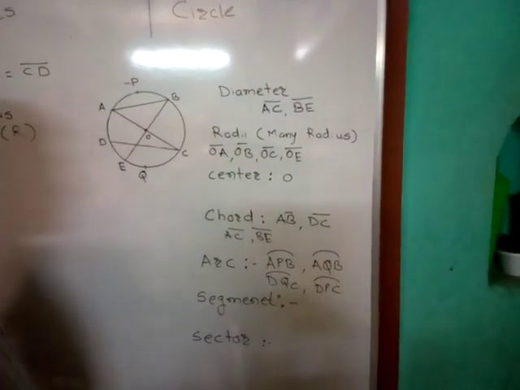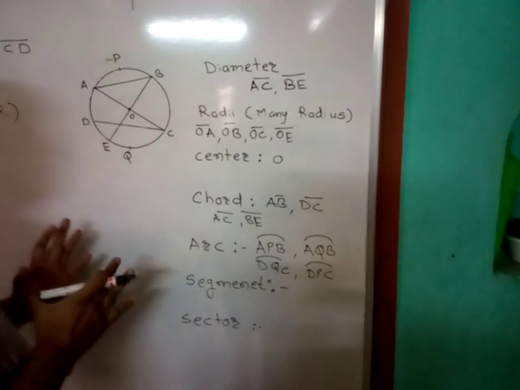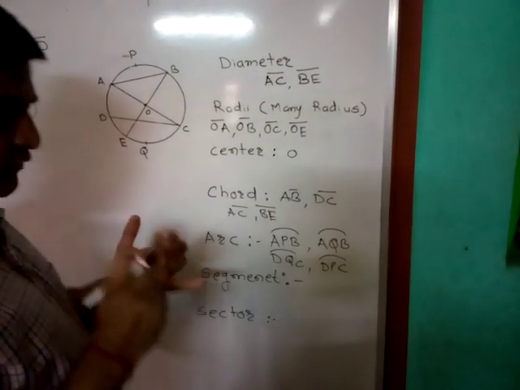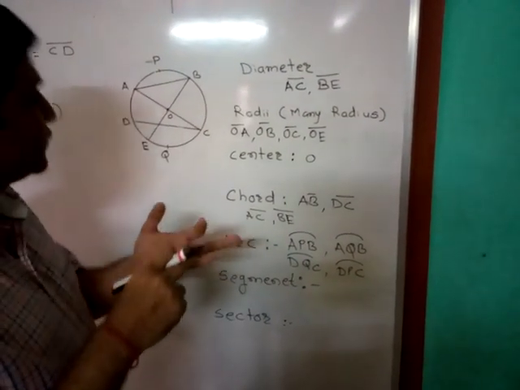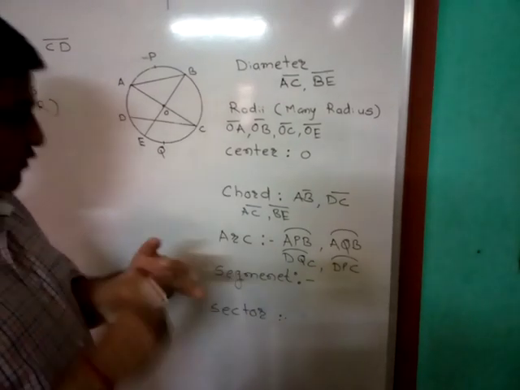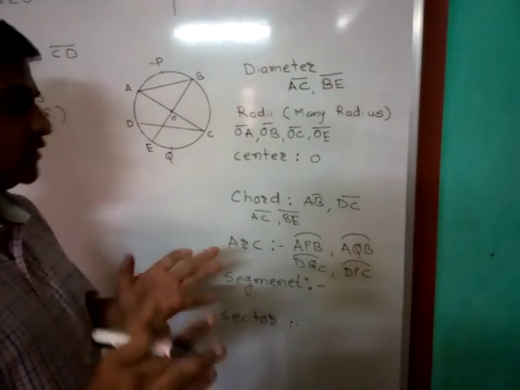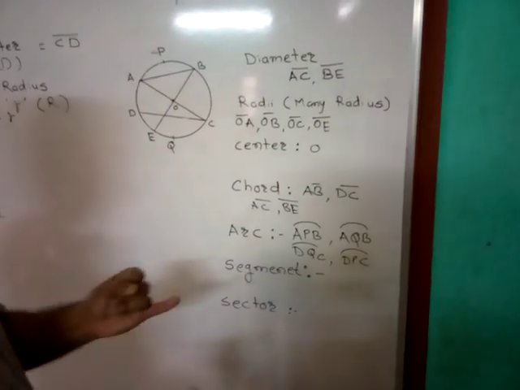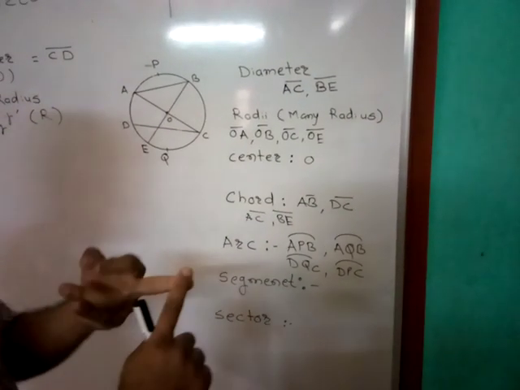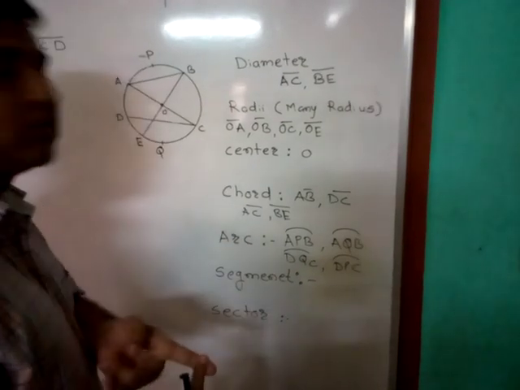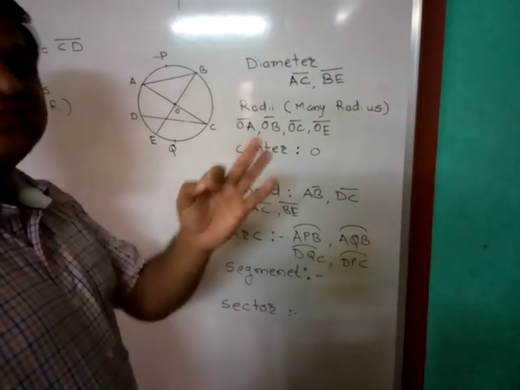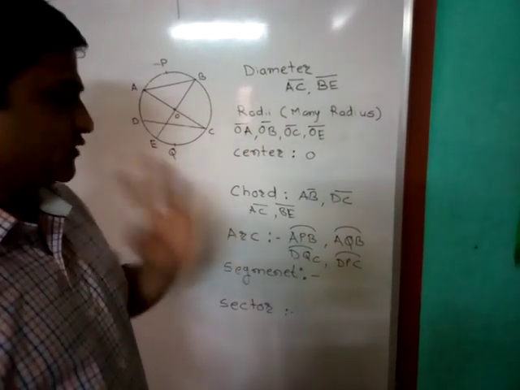We have many arcs, so we can draw any number of diameters, any number of radii, any number of chords, any number of arcs on the circle. So we can draw an infinite number of diameters, radii, chords, arcs on this circle. Be careful that we have only one center for a circle.